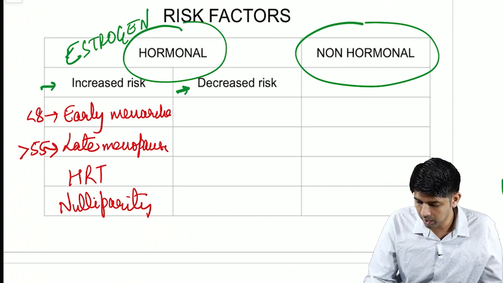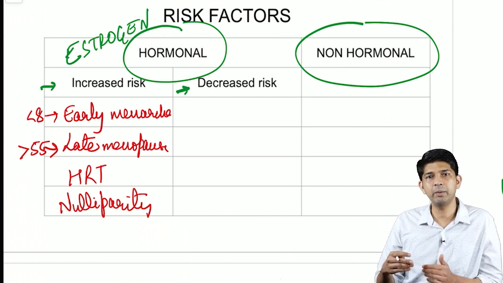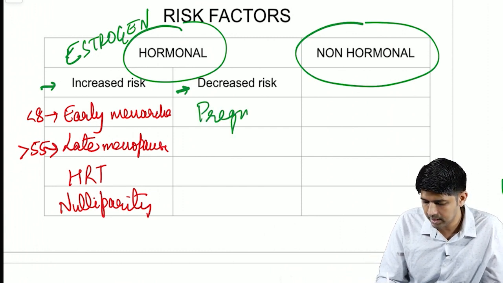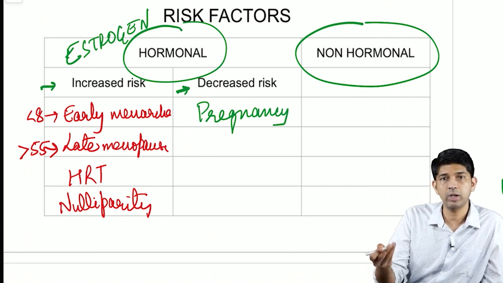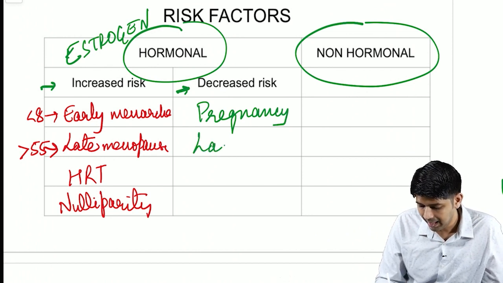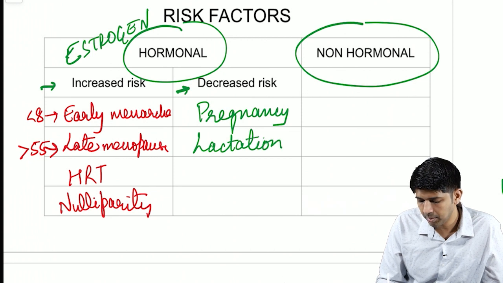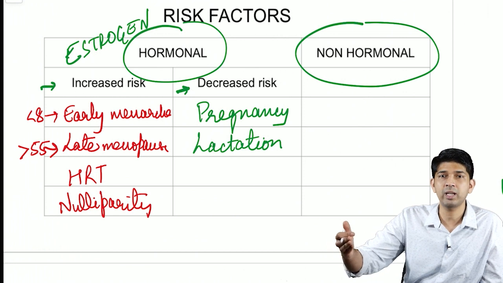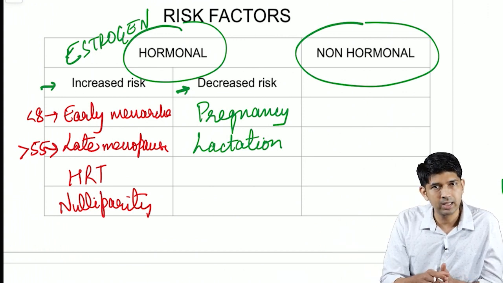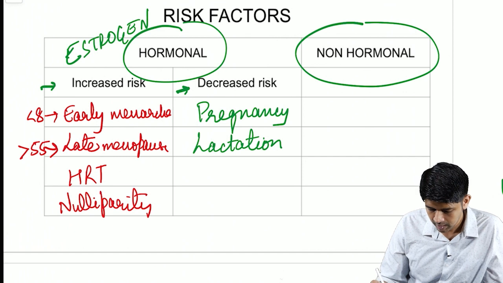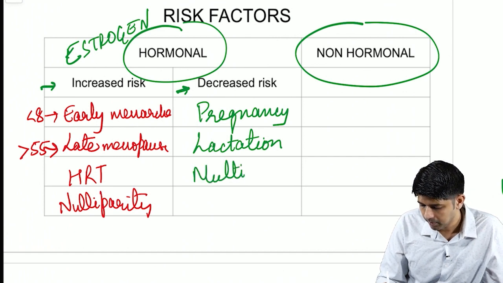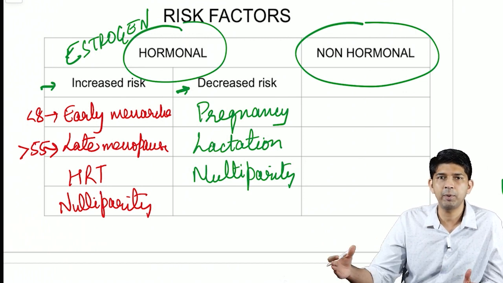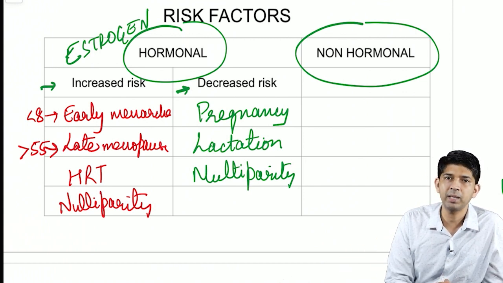So now, what are the ones which cause decreased risk? We'll put this in green because they are safer for the patient. So like we have discussed, pregnancy, because progesterone takes over and estrogen is reduced. Lactation, same concept, prolactin goes up, so you have the lactational amenorrhea. So again, they don't have menstrual cycles for the next year or so, and again, there is a decreased risk factor. Next, multiparity. Multiparity basically means more number of children. So more number of children, more is the amenorrheic period, so lesser is the risk of them developing CA breast.